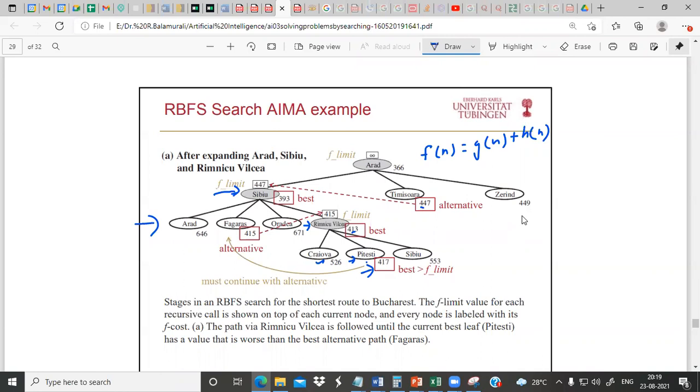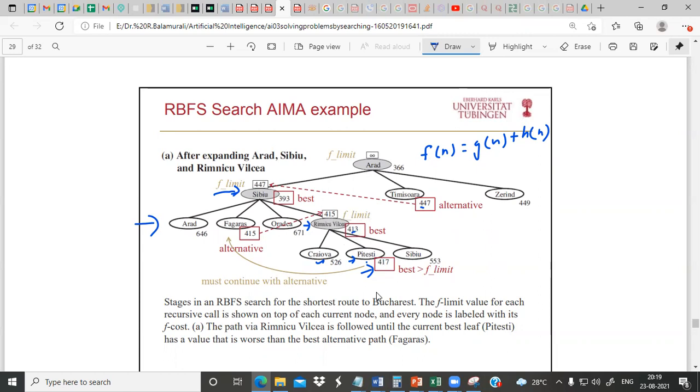So now the algorithm will go here. It won't expand this. It will go to Fagaras, right? It won't expand this because there is another better path available, right? So it will go there. So the algorithm will shrink this tree. This part it will shrink. And one more thing it will do.